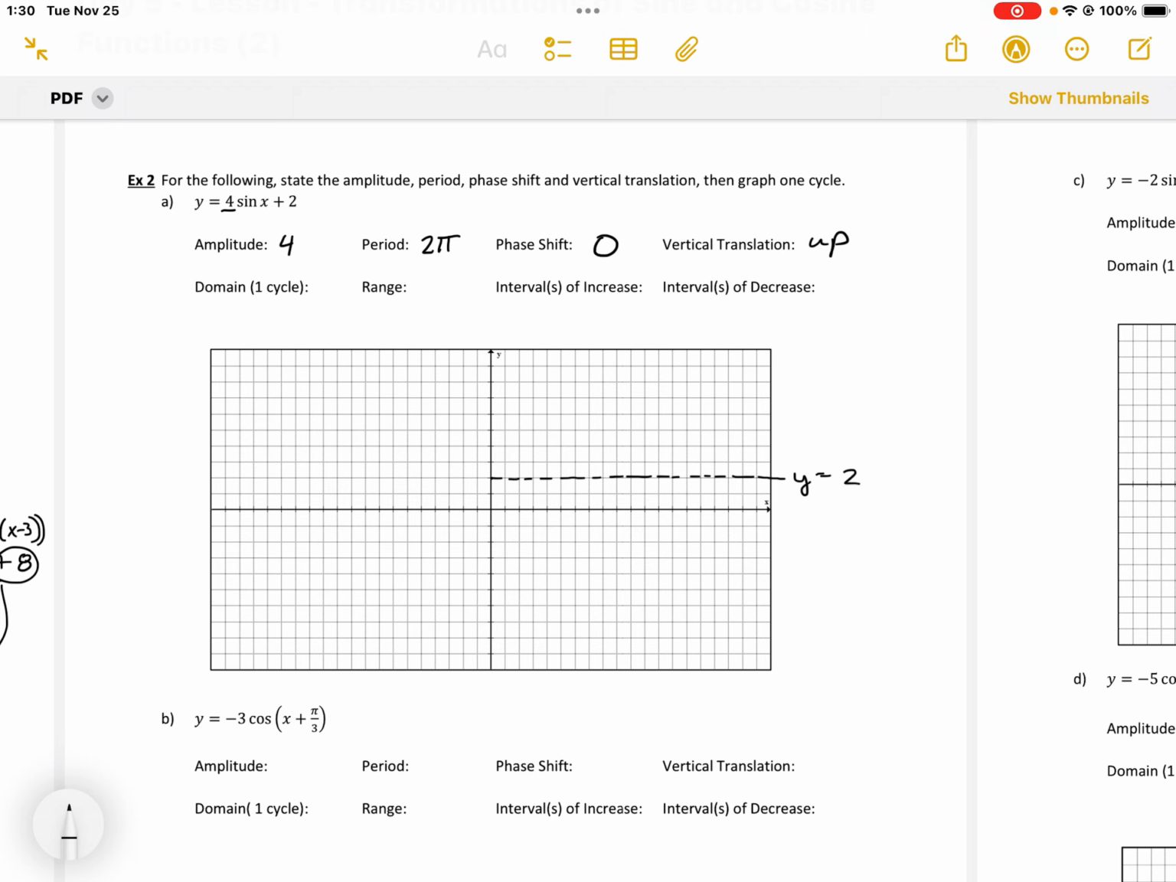So 1, 2, 3, 4. I'm going to label this. It's important to label your axes, especially as we're dealing with changing signs or changing scales. And so I'm going to use 4 boxes to represent pi over 2. So that means 8 boxes represents pi. 12 boxes represents 3 pi over 2.